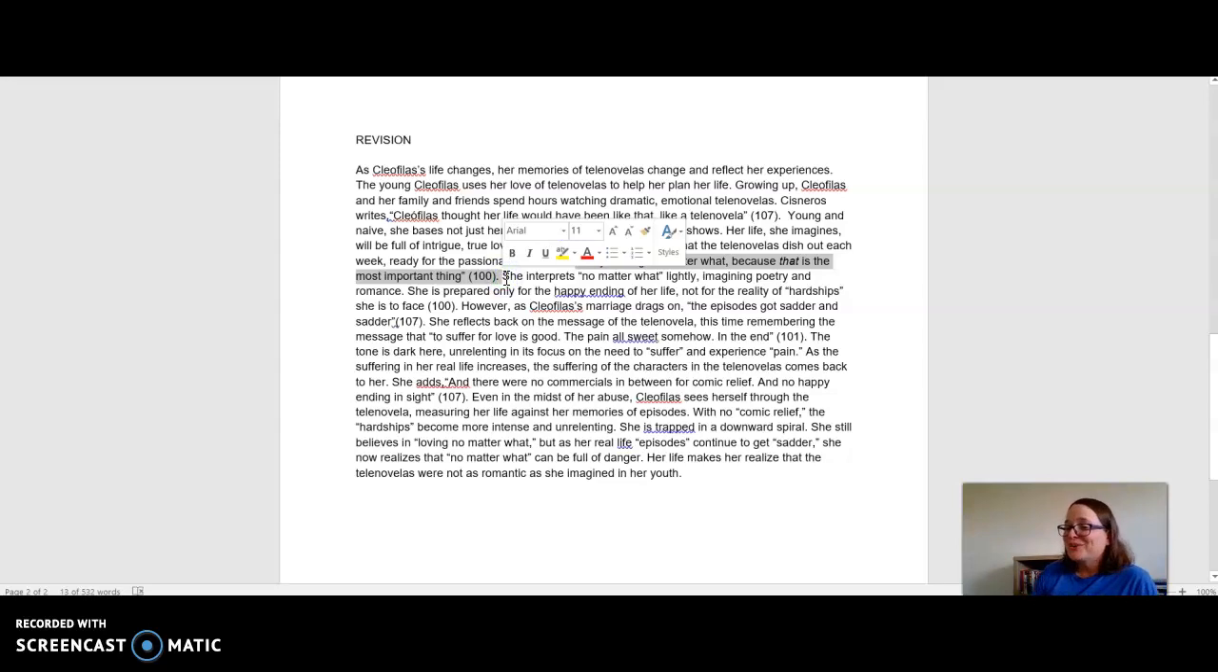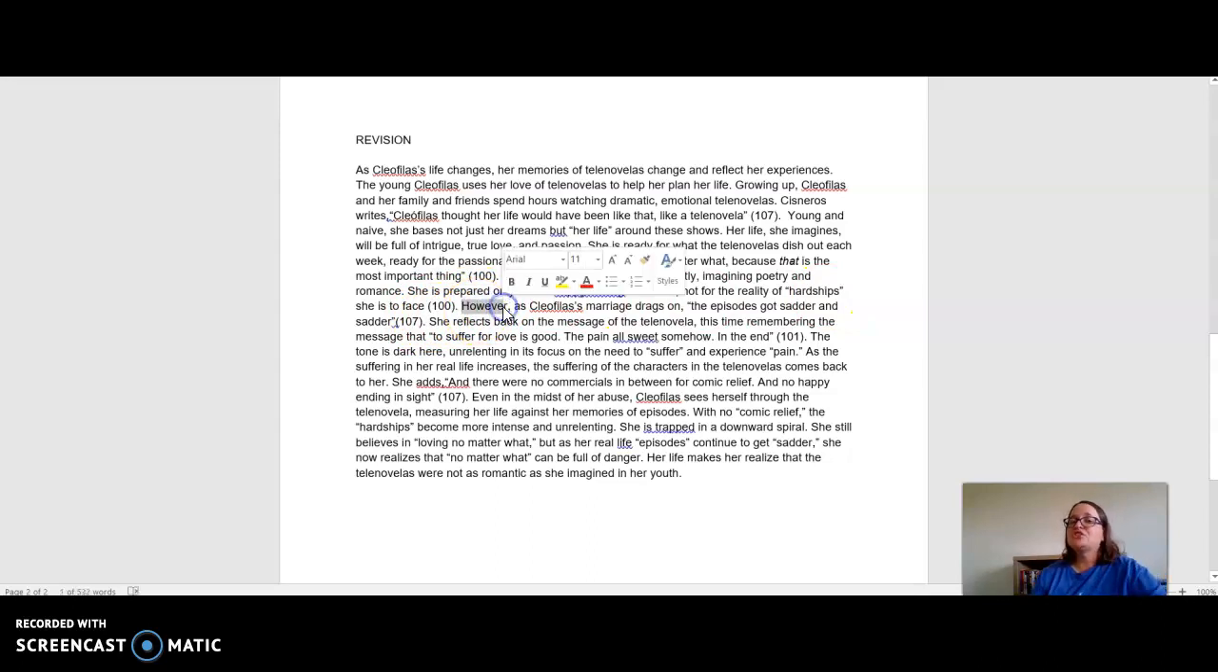We now add more close reading. She interprets, quote, no matter what, lightly, imagining poetry and romance, right? So the young Cleophilas reads loving no matter what as a positive, right? This is great. Oh, this is passion. This is romance. This is love. This is poetry. This is what the young Cleophilas imagines for her life. She's prepared only for the happy ending of her life, not the reality of hardships she is to face.